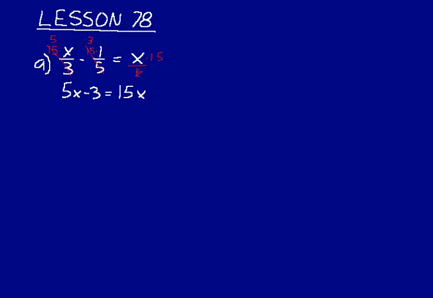Now, doesn't that look a whole lot easier to work with than all those fractions? I mean, it just took one extra step to do that, but it should probably save you some time and also some possible mistakes in the long run. Let's go ahead and solve this. Let's move the x over to the right side, so we'd subtract 5x from both sides, and we end up with negative 3 equals 10x. Divide both sides by 10, we get x equals negative 3 over 10 as an answer.